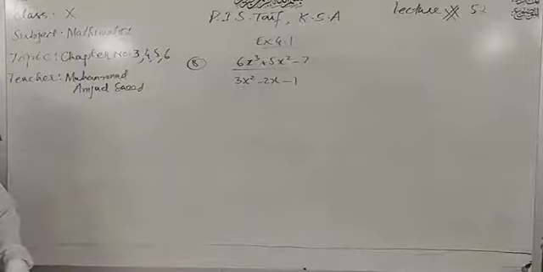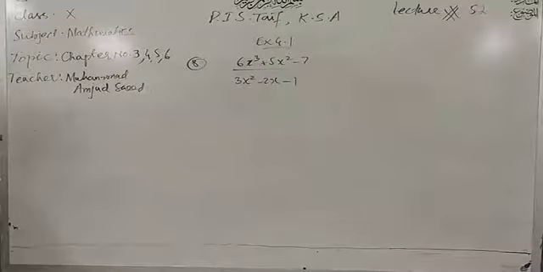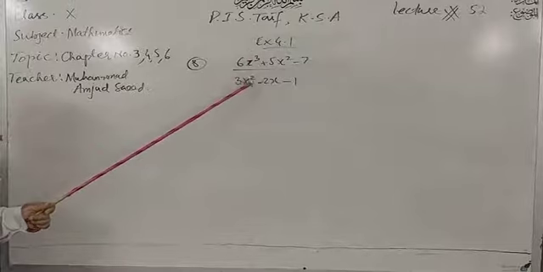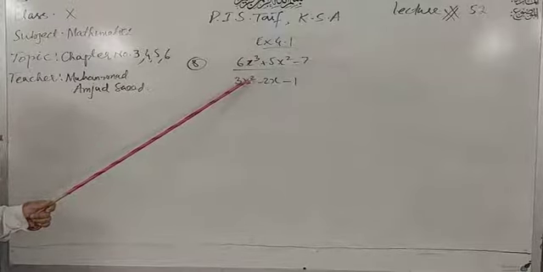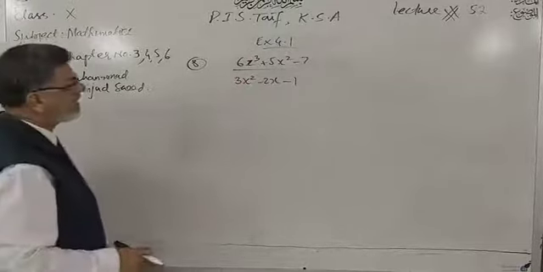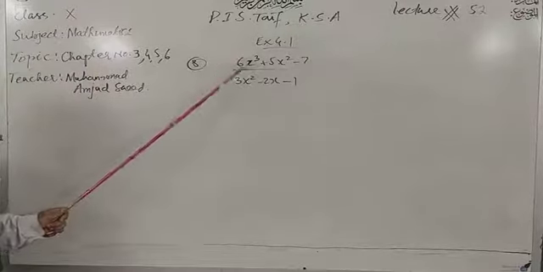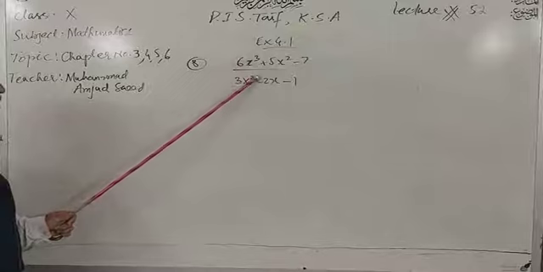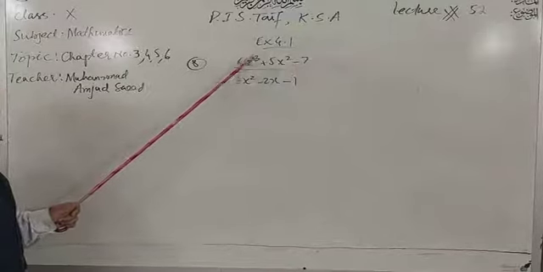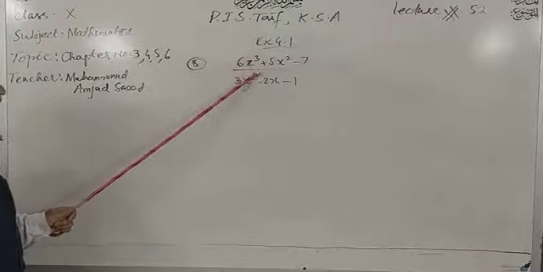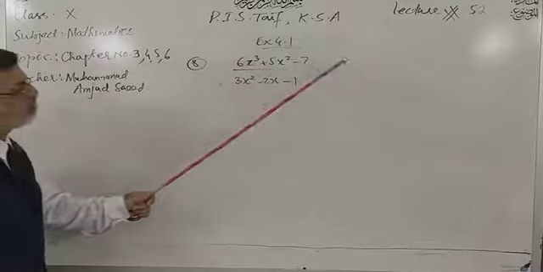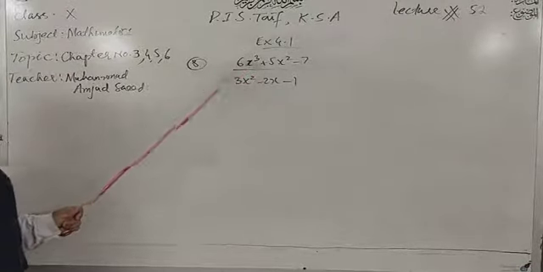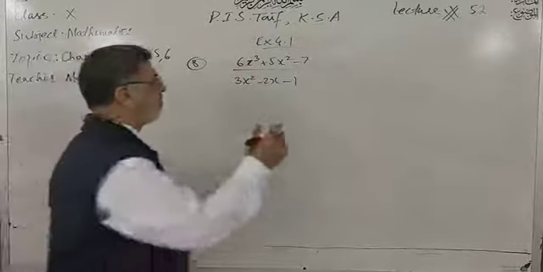Dear students, you can check the degree of numerator is 3 and the degree of denominator is 2. So you can check the degree of numerator is greater than degree of denominator. If the degrees are both equal, then it is improper. If the degree of numerator is greater than denominator, still it will be improper.